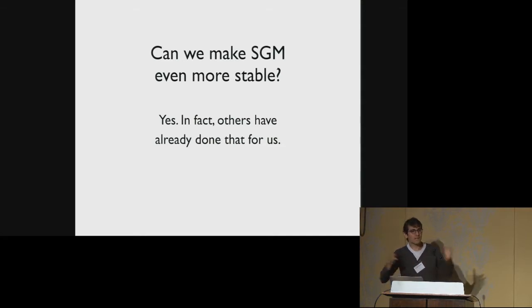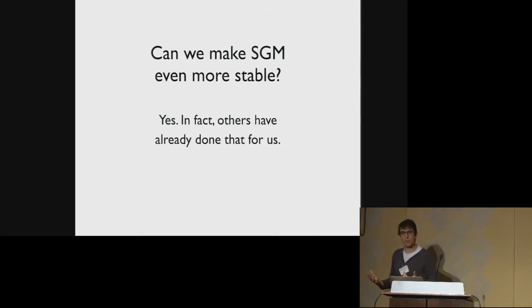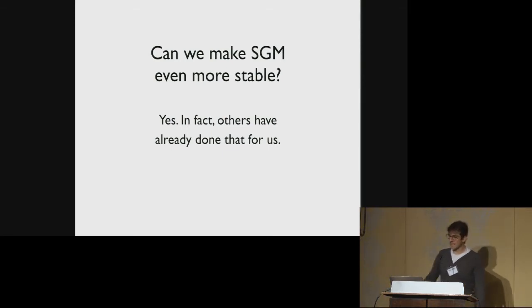So if it's all about stability, right? If stability implies small generalization error, can we make SGM more stable, maybe by tweaking the model architecture, by designing better models? And the answer is yes. In fact, others have already done that for us.